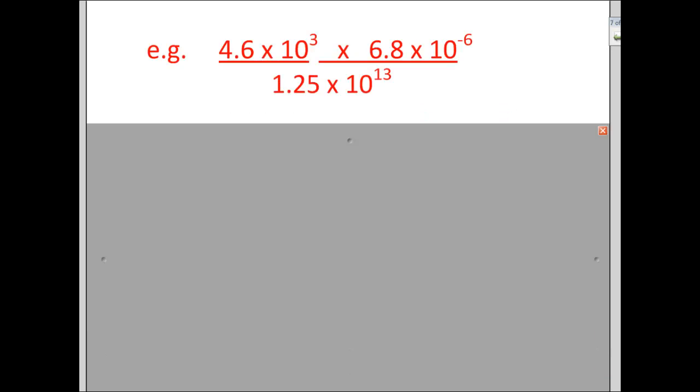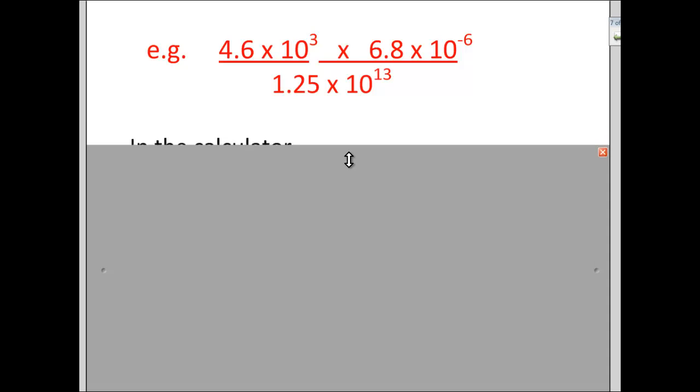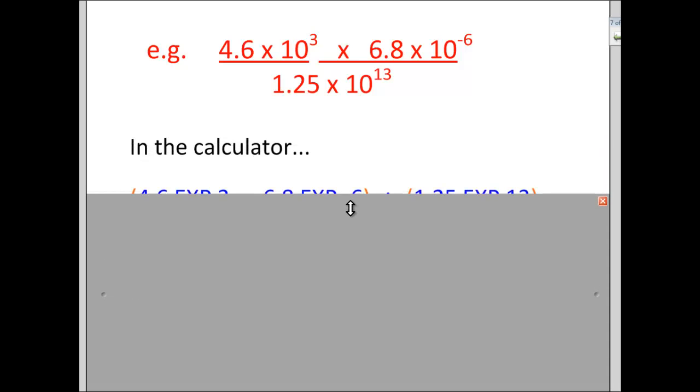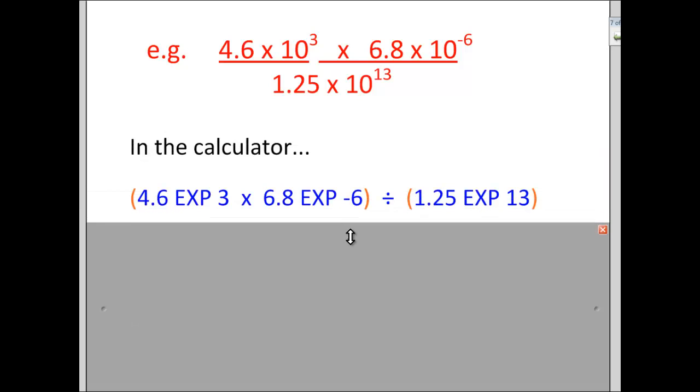So an example of where you might use it would be a sum like this. It could be quite time consuming, and the more buttons you press, the more chance you've got of making a mistake. So using the EXP button reduces the chance of a mistake. This is how we would enter it in your calculator. 4.6 EXP 3 times 6.8 EXP negative 6.